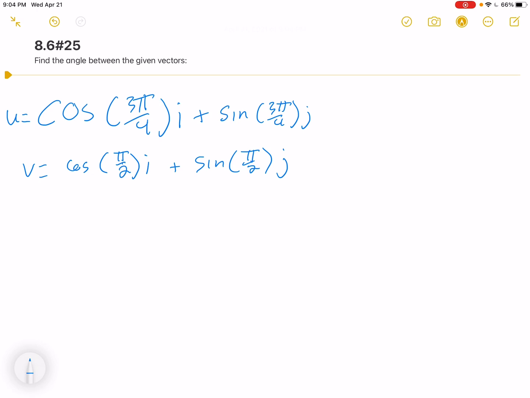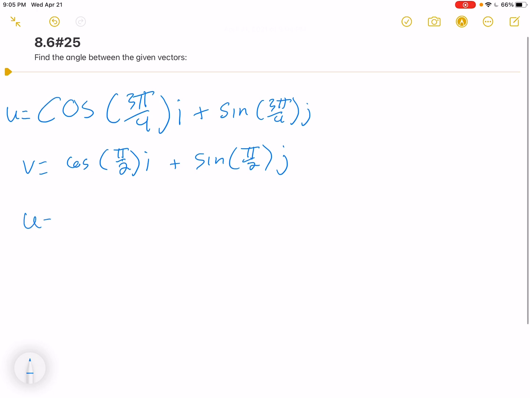So the first thing that really makes this a lot easier is if we look at u and evaluate what is cosine of 3 pi over 4. And as you've all memorized the tables, that's going to be negative square root of 2 over 2 i, right? Plus sine of 3 pi over 4, which is positive square root of 2 over 2 j. And then for v, cosine of pi over 2 is, everyone knows it, 0. 0i plus sine of pi over 2, which is 1 times j.